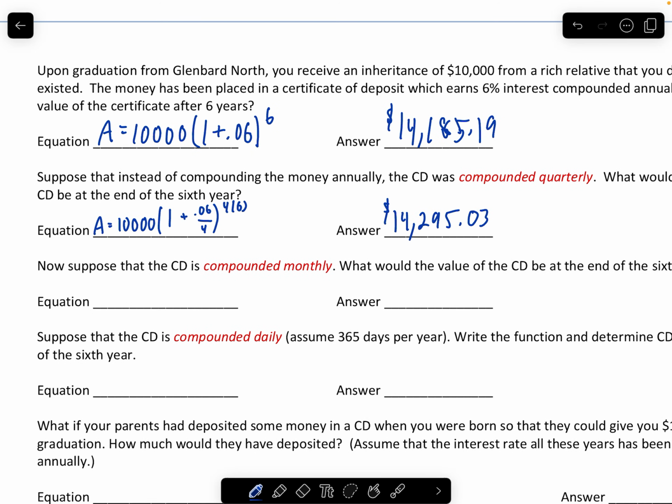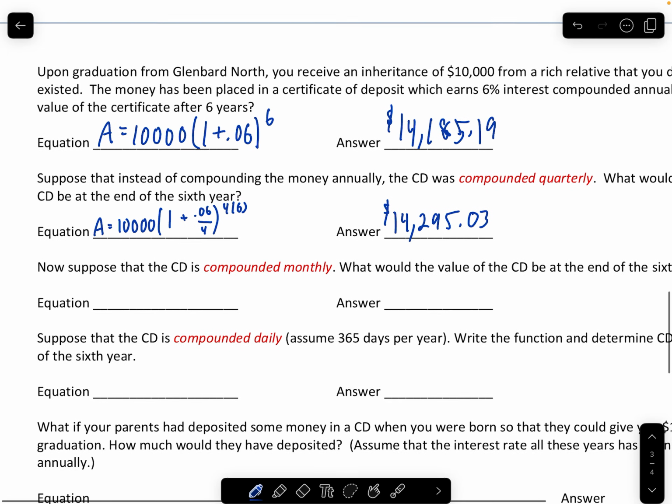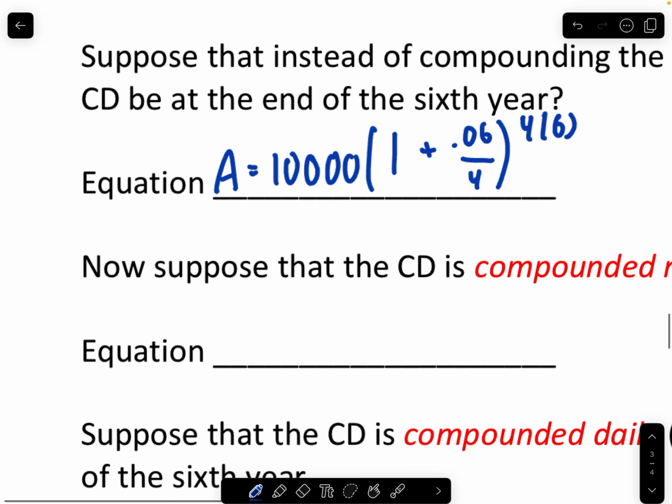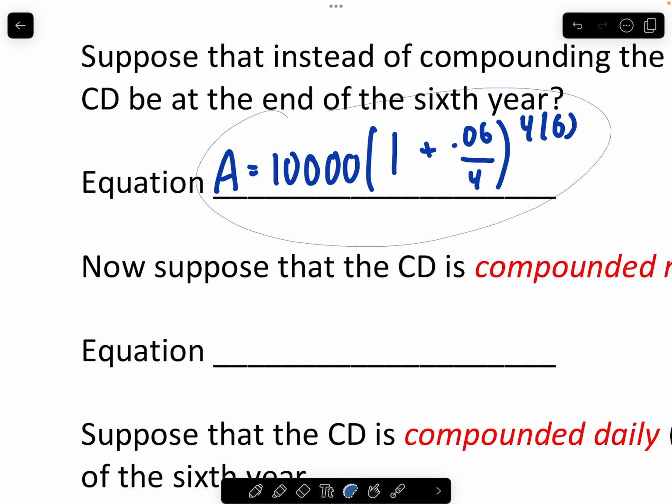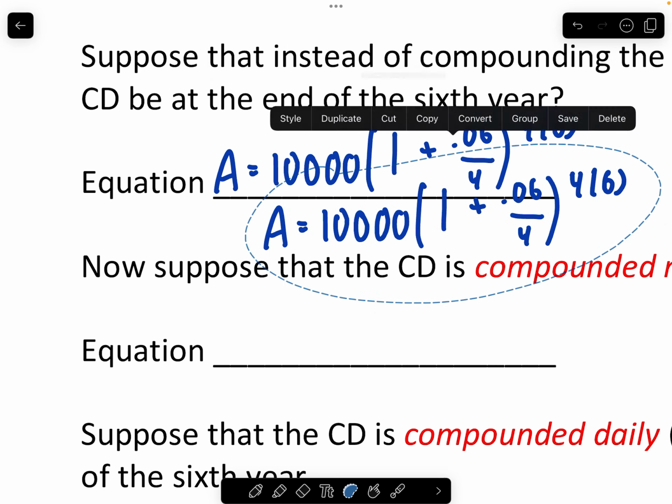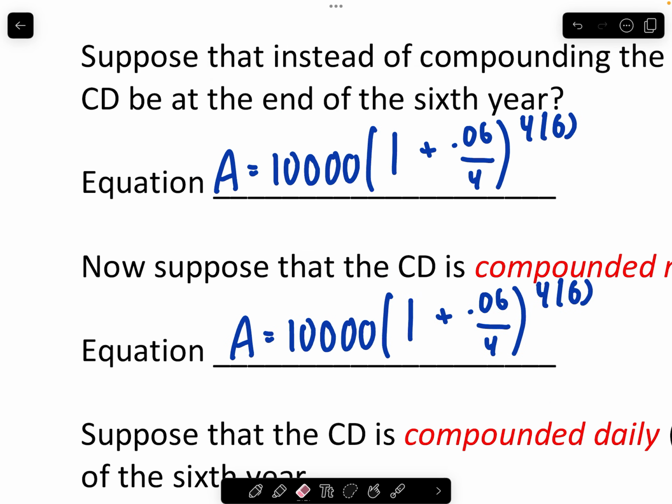All right, now suppose the CD is compounded monthly. So now we're compounding even more, which means we should get more money at the end. Monthly means 12 times a year. So we're going to use the same exact formula and simply change the 4s to 12s.